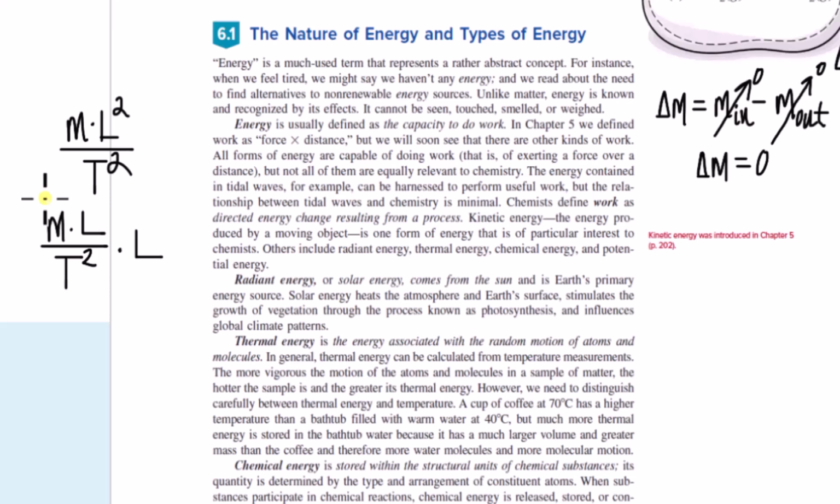Okay, but now you also want to think about the idea of power, or this can get confusing. Power is just energy per time. So for power, you would have this, but then divide by time again. So mass times length squared per time cubed.